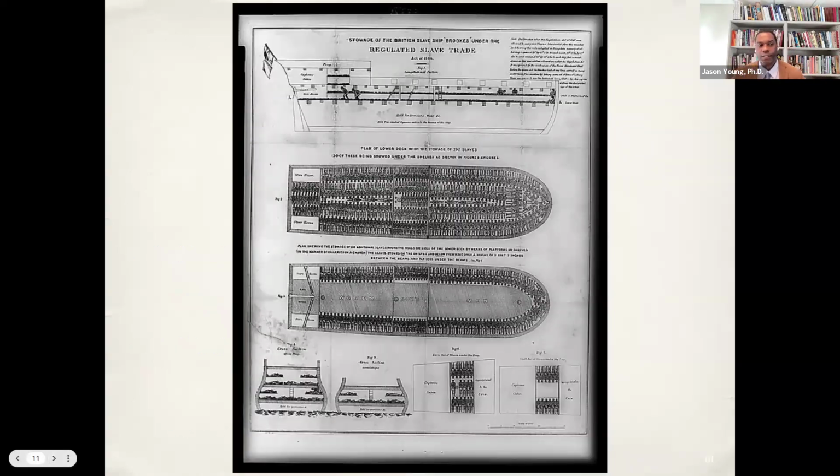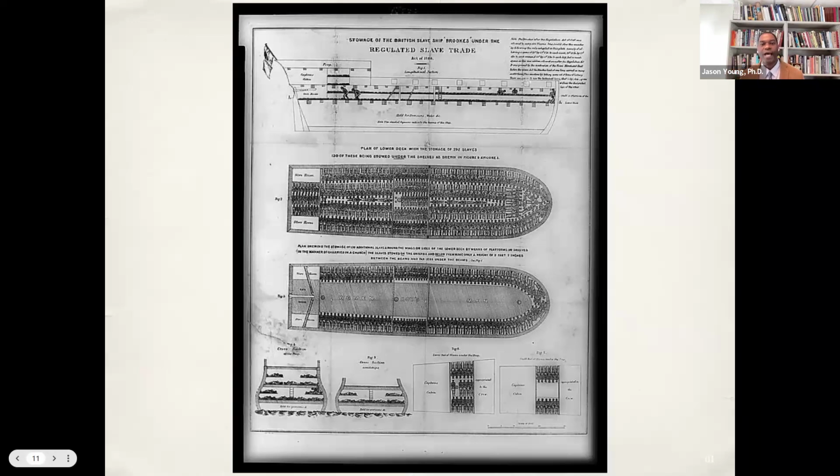What you're looking at here is a depiction of the slave ship Brooks. This is a particular slave ship that was operating in the 1780s. And as abolition and the abolition movement gained increasing popularity, especially in England, the British Parliament started to investigate the nature of the transatlantic slave trade in an attempt to find out the degree to which the trade itself was or was not inhumane.